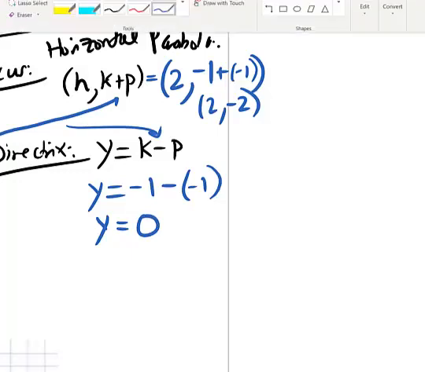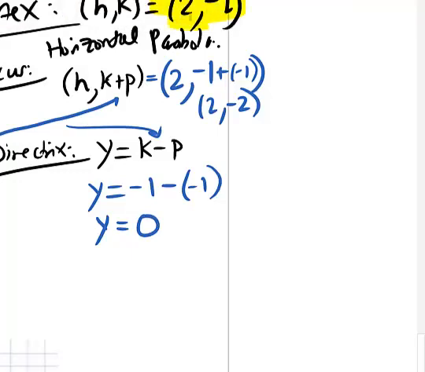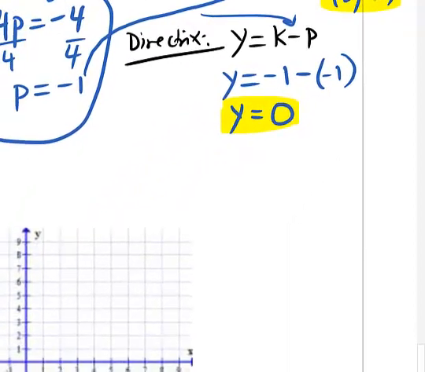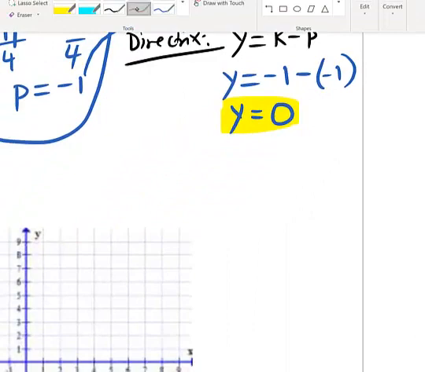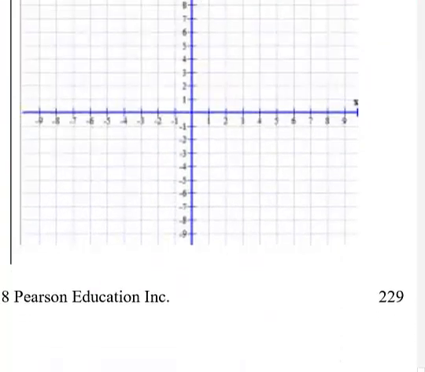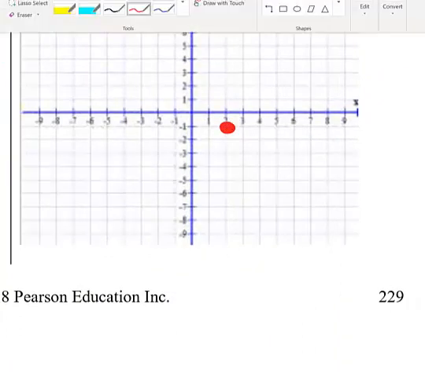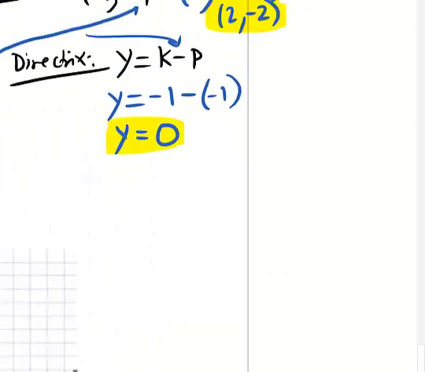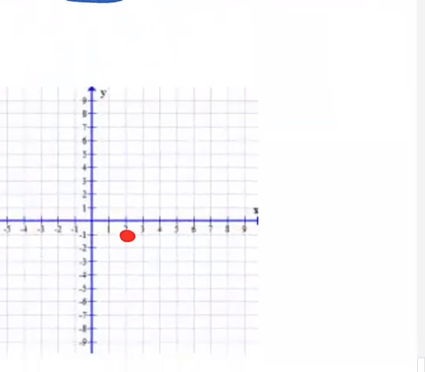So let me gather all that information we had. The vertex was 2, negative 1. The focus was 2, negative 2. And the directrix is y equals 0. Okay, let's figure that out. The vertex is at 2, negative 1. Where's that? Here it is. And then the focus, I think, was at 2, negative 2. Is that right? I already forgot. Yeah, 2, negative 2. So that's just 1 down from that.